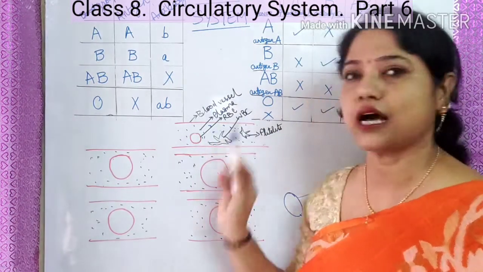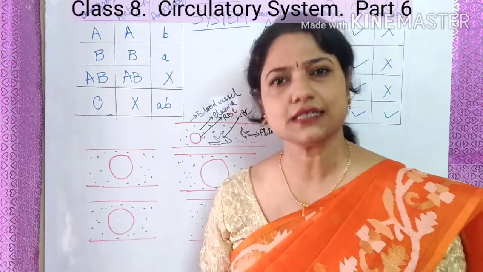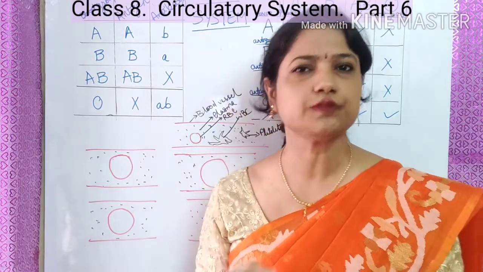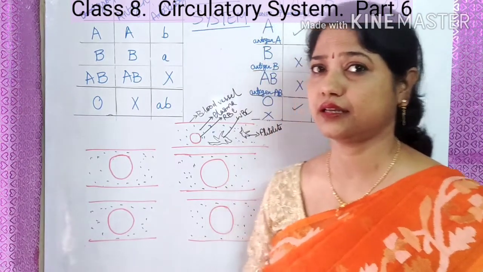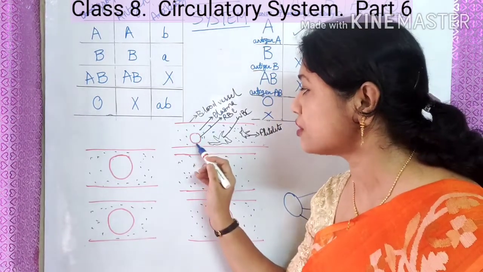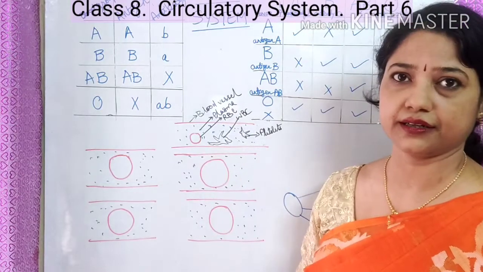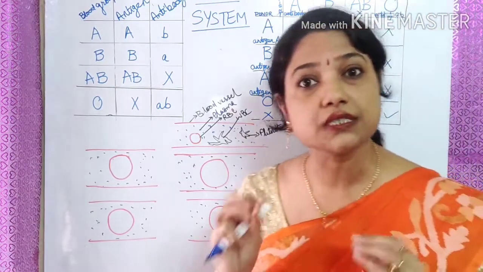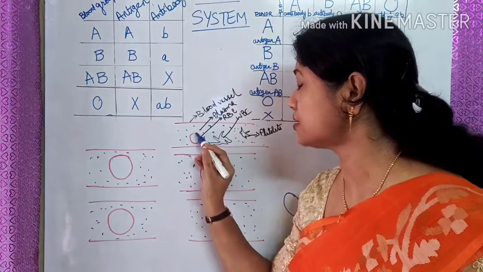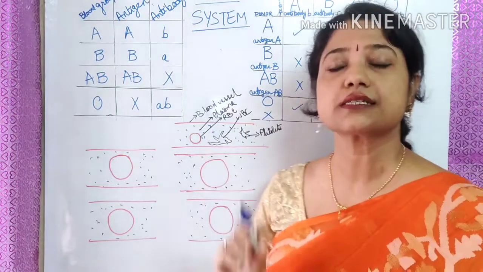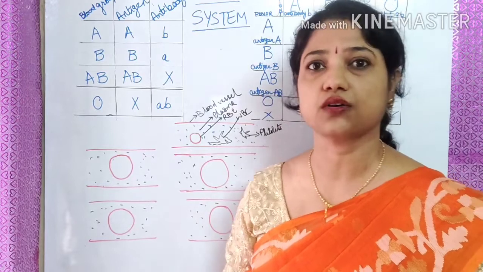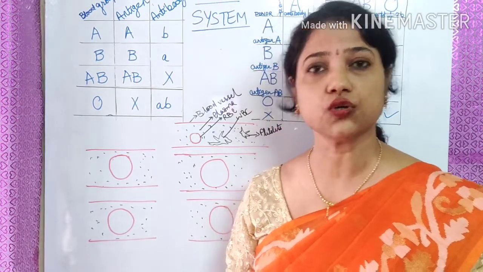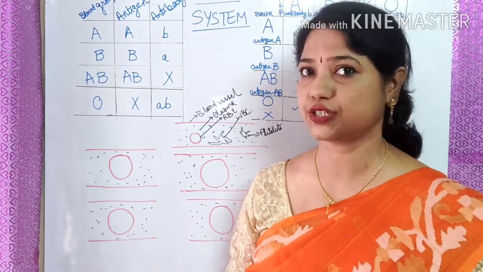Now let us see this RBC. RBC is a cell. The outermost membrane of RBC is made up of plasma membrane. And on the walls of this plasma membrane, certain proteins are present. Those proteins are called antigens.